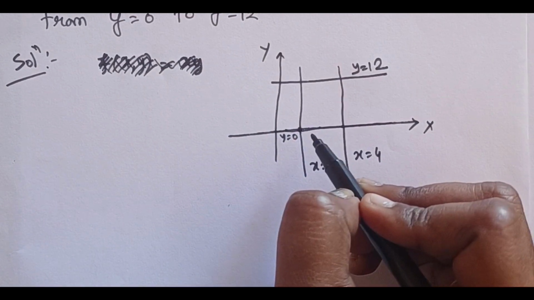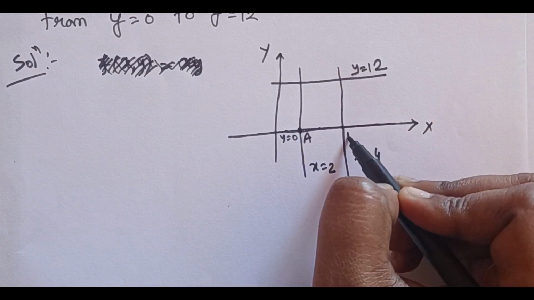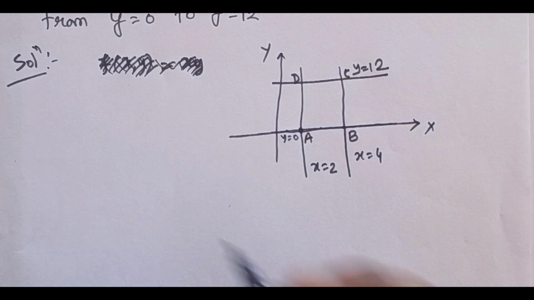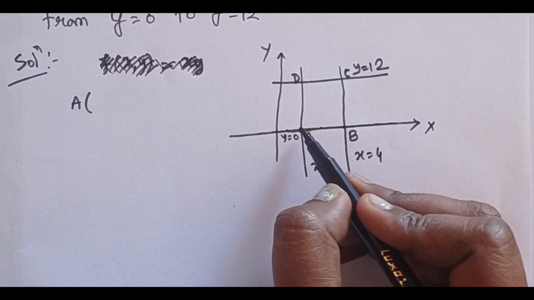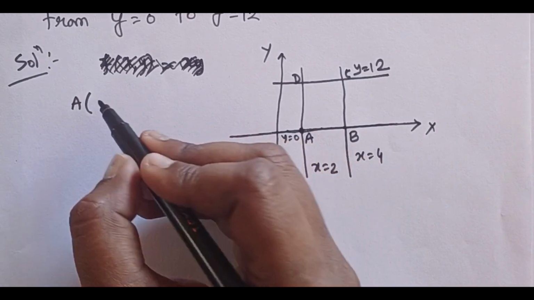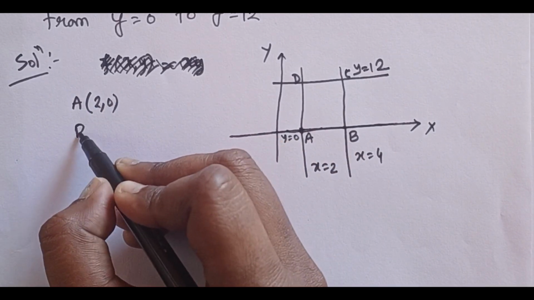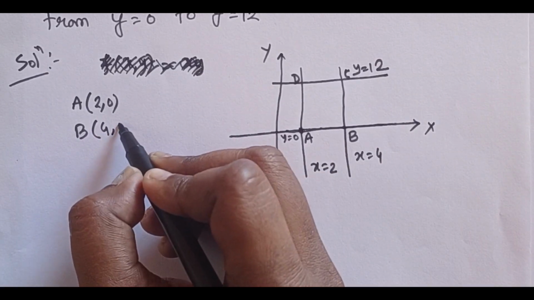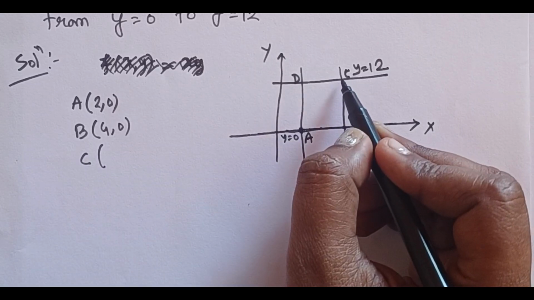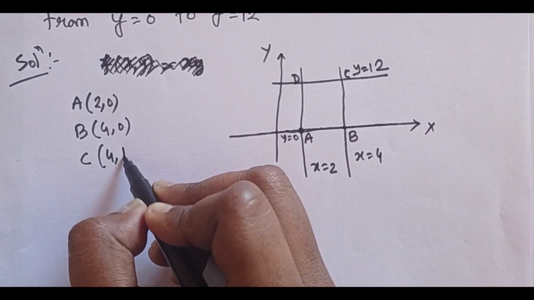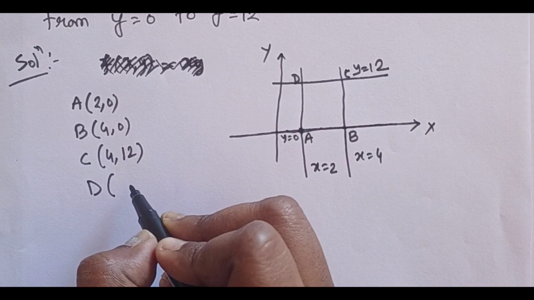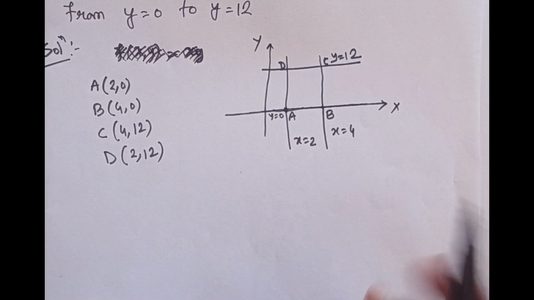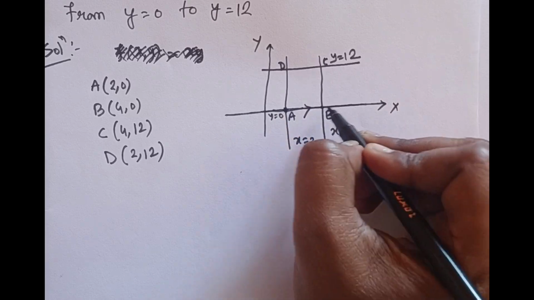Now let us give some names to the points of intersection. Let these be points A, B, C and D. And the coordinate of A is (2, 0) because x equal to 2 and y equal to 0 there. Similarly, coordinate of B is x equal to 4 and y equal to 0. For C, x equal to 4, y equal to 12, and for D, x equal to 2 and y equal to 12. So these are the four coordinates of this rectangle.